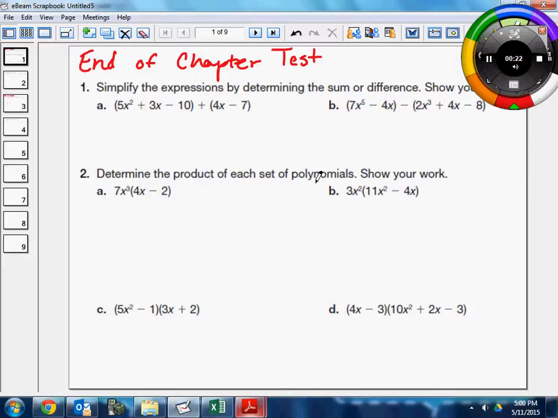We've gone over a lot of stuff in this chapter. Everything is kind of related to each other. It's just building off of one another. So you just need to be able to recognize it and know when to apply it in each situation.